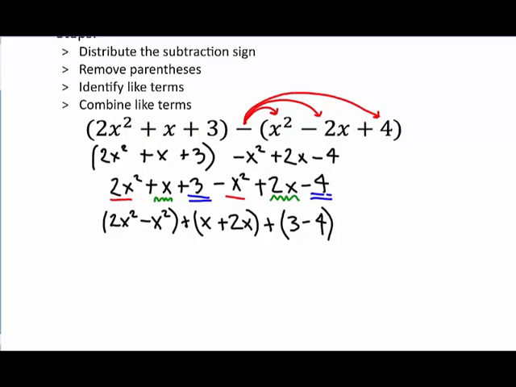So now if I add those together, and this is the final combination of my like terms, I'm going to get 2x squared minus x squared gives me x squared. X plus 2x gives me a positive 3x. And 3 minus 4 gives me a negative 1. So my final answer will be written as x squared plus 3x minus 1.